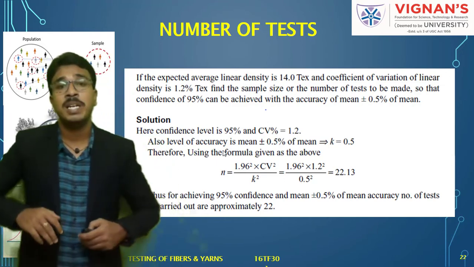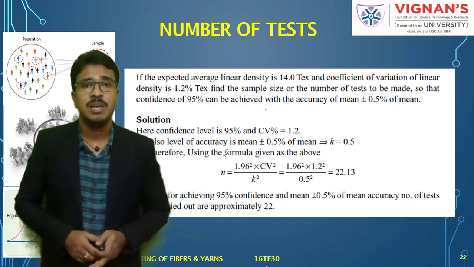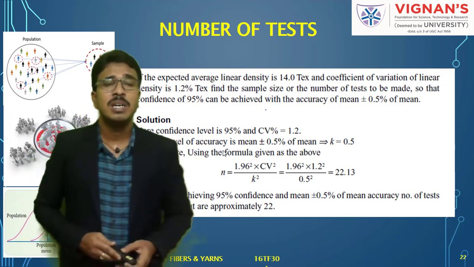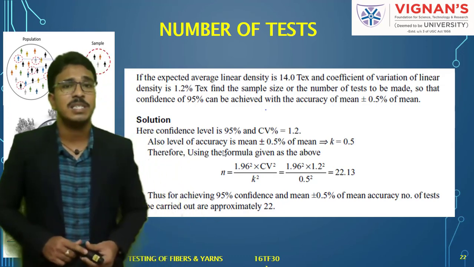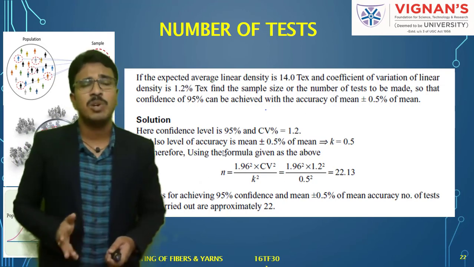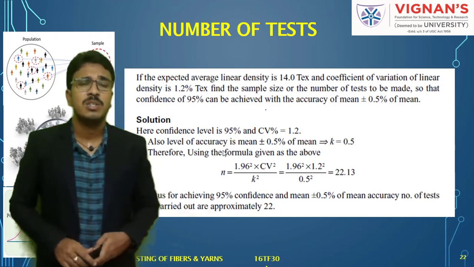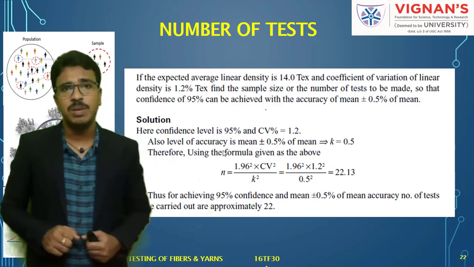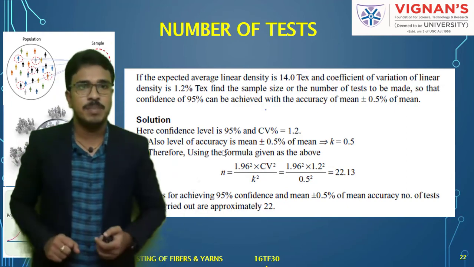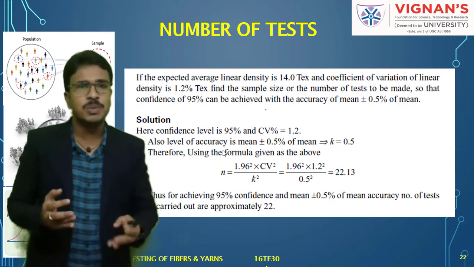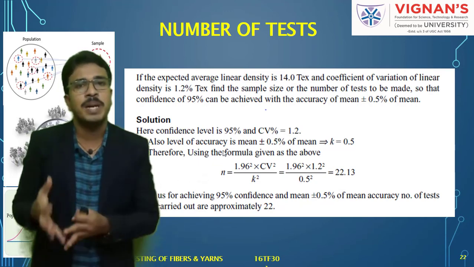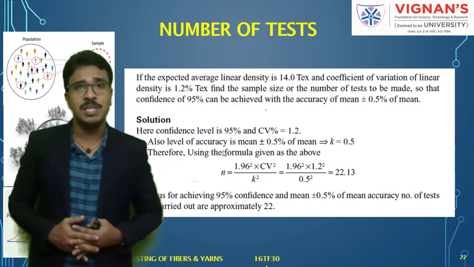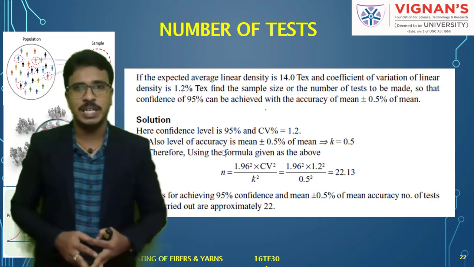So that means how many number of tests we need to carry out. In our last presentation, we discussed the determination of sample size for testing. This is also more or less similar to that. With an example, I'll explain what this is. By going through the example, you will get some idea of how to find out the number of tests based on the given set of conditions.